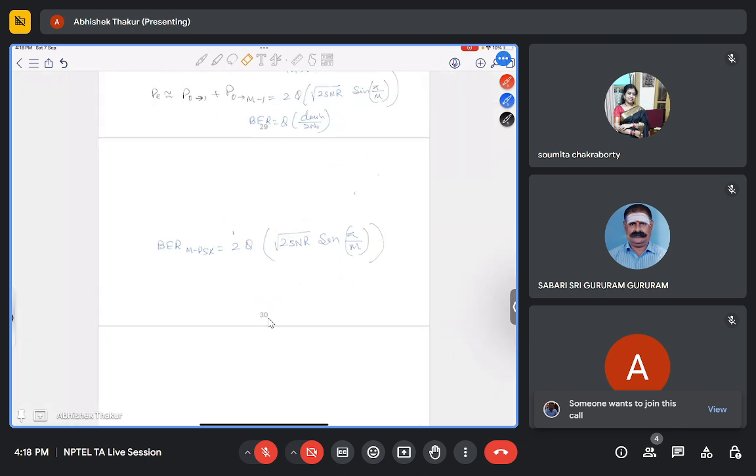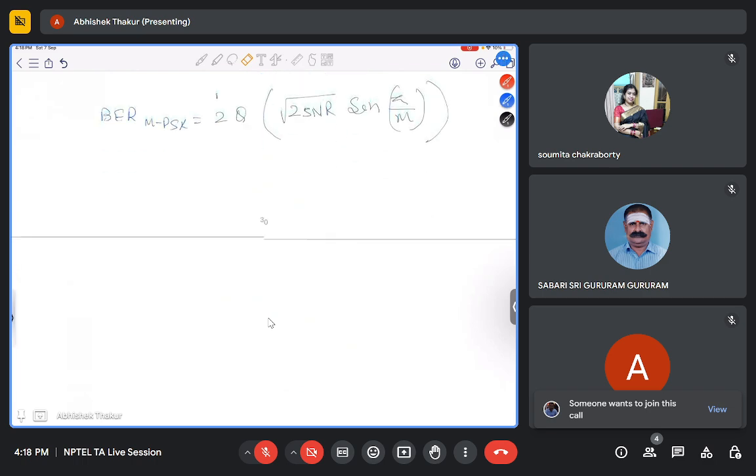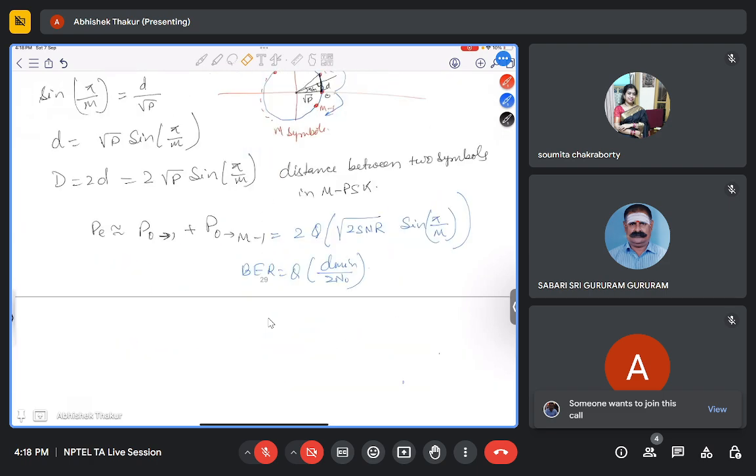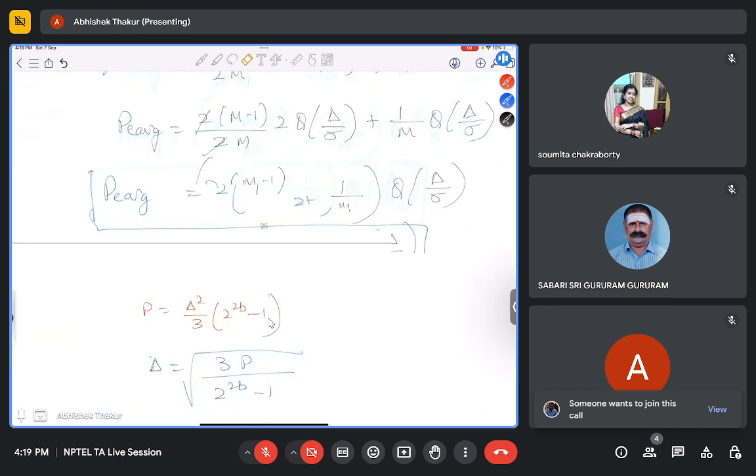or QPSK, BPSK, and we have seen how to find the bit error rate of all these digital communication schemes through their constellation diagram.